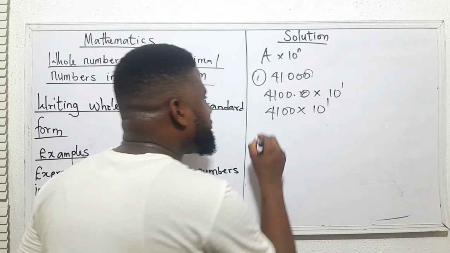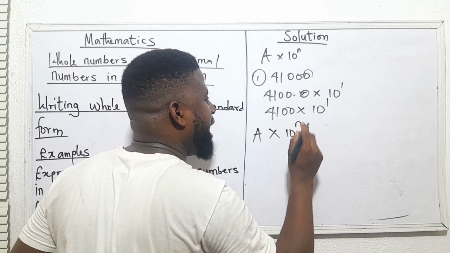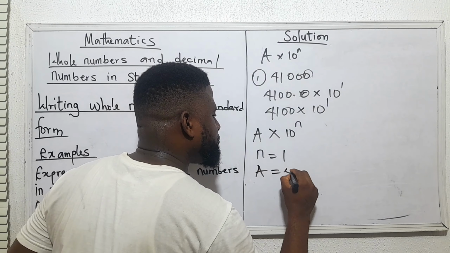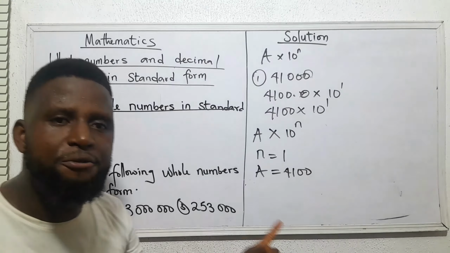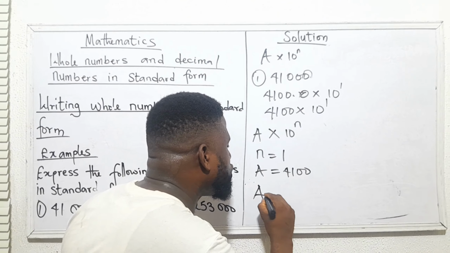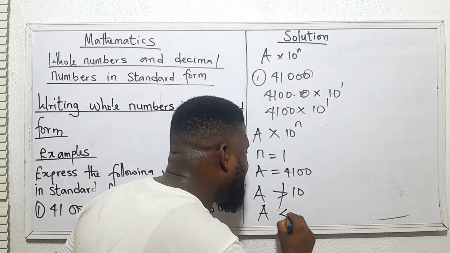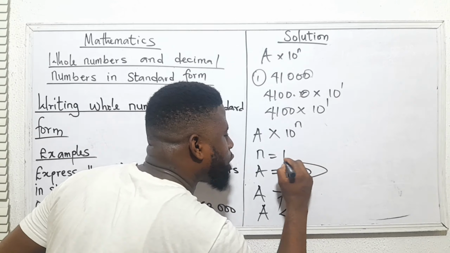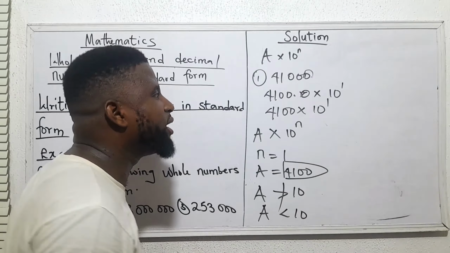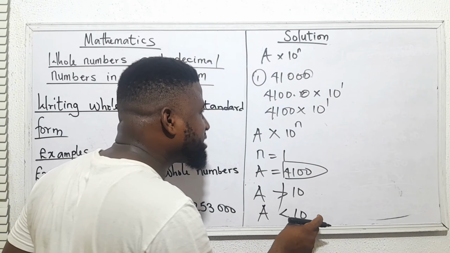However, this has been written in the form A times 10 raised to power n. Our n at this point is equal to 1, then A is 4,100. However, by the rule of writing in standard form, A must not be greater than 10. That is, A must be less than 10. Now, 4,100 is clearly greater than 10. What do we then need to do? It simply means that we need to keep dividing until A is now less than 10.